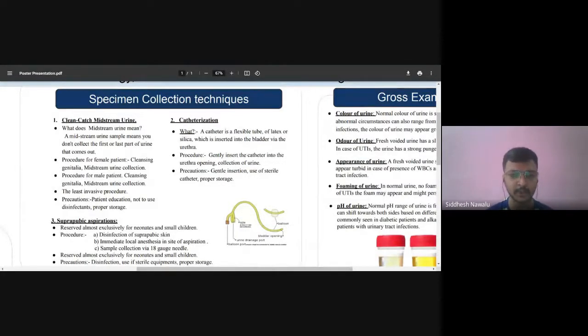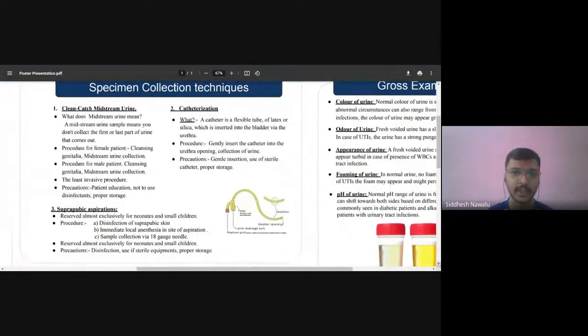Then coming to the procedure, the catheter tube should be gently inserted into the urethral opening. Then as you feel that it has reached completely inside the bladder, we can inflate the balloon with water. Then wait till the urine flow starts, and then we can collect the urine sample.